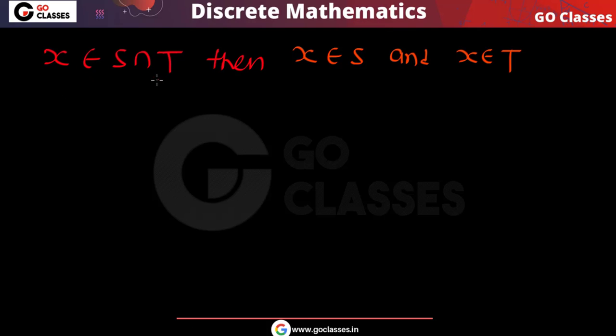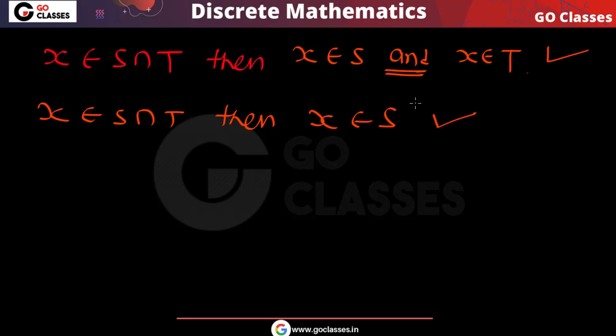So I can say that if X belongs to S intersection T, then I can say that X belongs to S, and I can say that X belongs to T. Similarly, if X belongs to S intersection T, then definitely I can say that X belongs to S. This is also correct, because if X belongs to the intersection, then definitely X belongs to S, also X belongs to T.